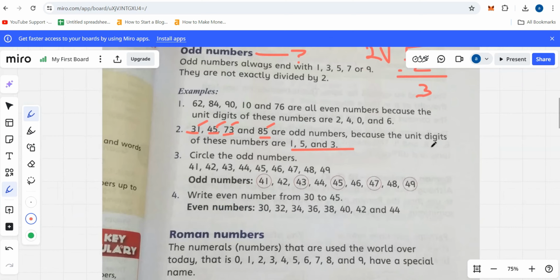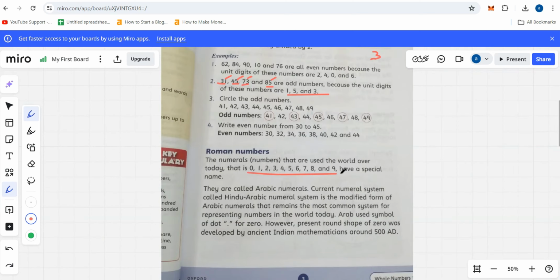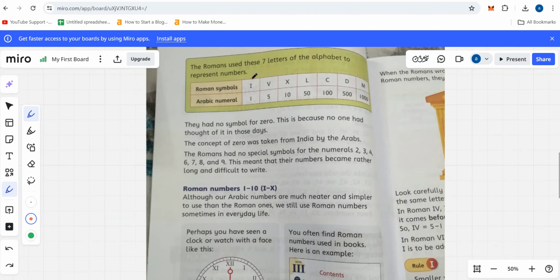Now coming to Roman numbers, what are they? Roman numbers are totally different from the numbers we use today. The numbers that we use today, 0, 1, 2, 3, these are all called Arabic numerals. These are the 7 Roman symbols that can be used as Roman numbers: I, V, X, L, C, D. They had no symbol for 0 because they didn't know about it in those days. This concept was taken by the Arabs. However, we still use Roman numbers in our daily life.